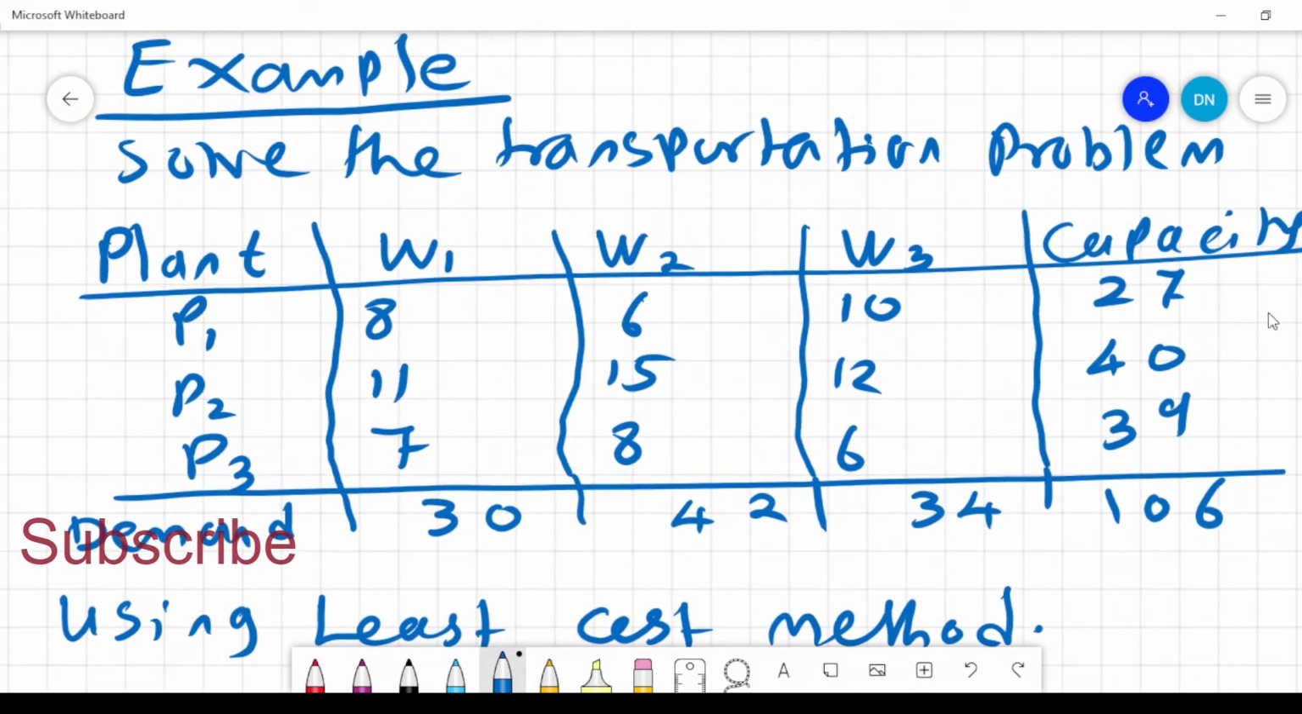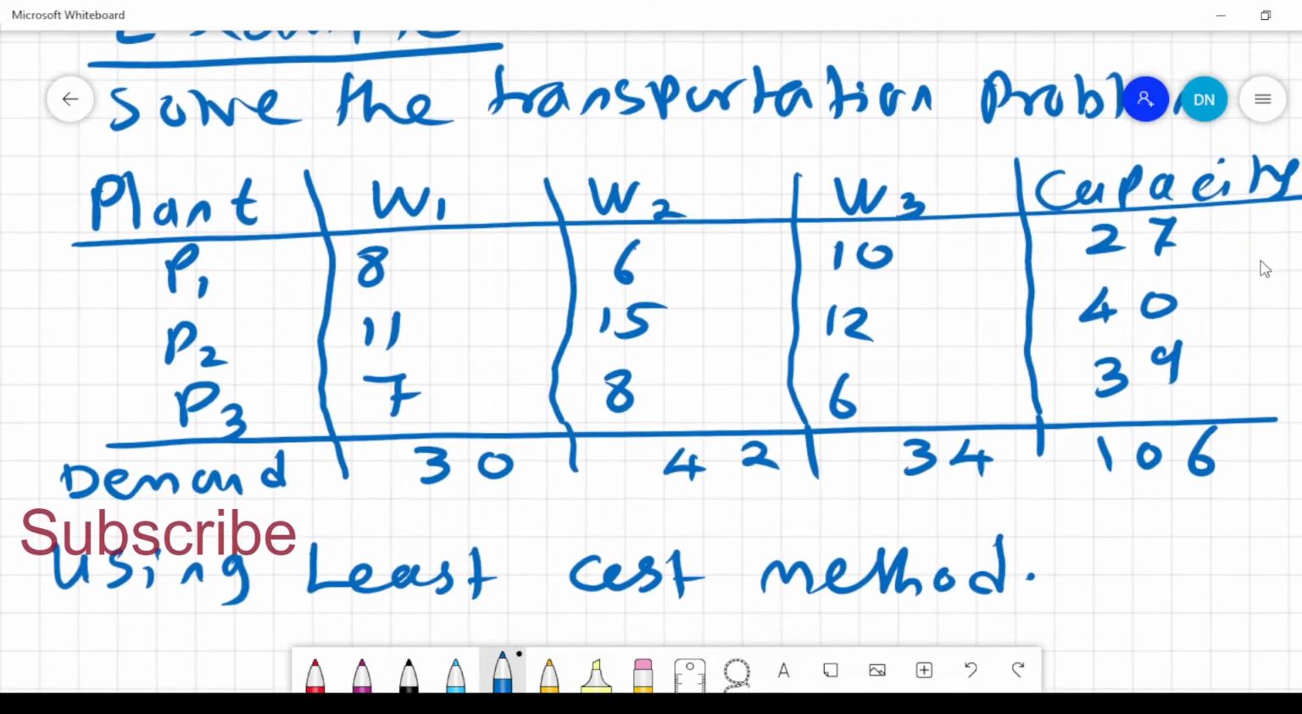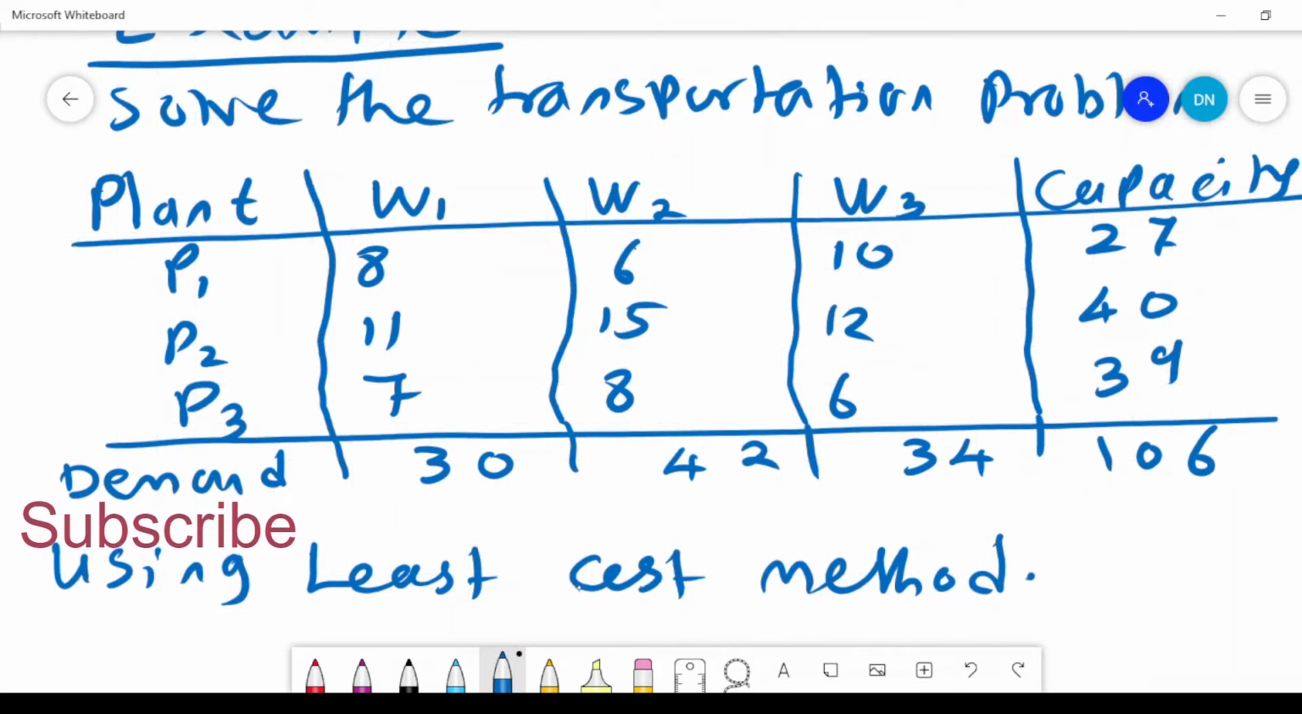We want to solve the transportation problem using the least cost method. We have 3 plants, P1, P2, P3, and we have 3 warehouses, W1, W2, W3. Plant P1 produces 27 units, plant P2 produces 40 units, and P3 produces 39. Warehouse W1 requires 30 units, warehouse 2 requires 42 units, and warehouse 3 requires 34 units.